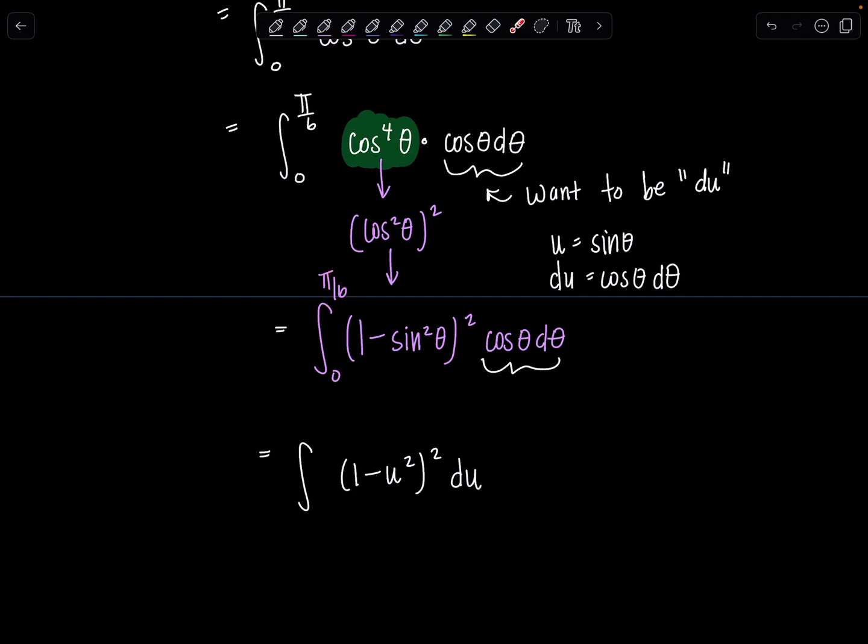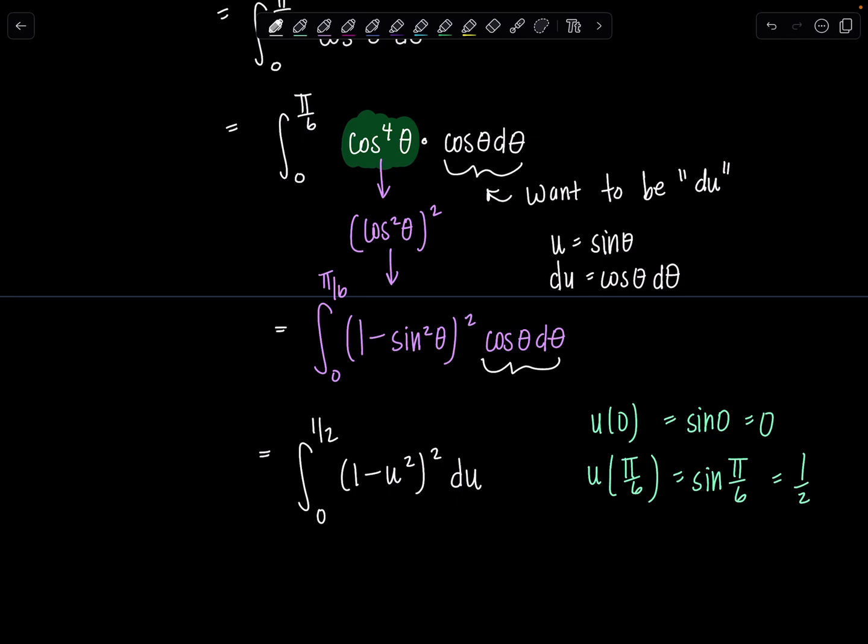Currently, these limits belong to which variable? Look at the integral. They're limits for theta. I need new limits for u. So I'm going to plug in 0 and pi over 6 for theta and get my new limits for u. So u of 0 is sine of 0, which is 0. And then u of pi over 6, that's sine of pi over 6. What's that? 1/2. Very good. Okay, so my new limits go from 0 to 1/2.